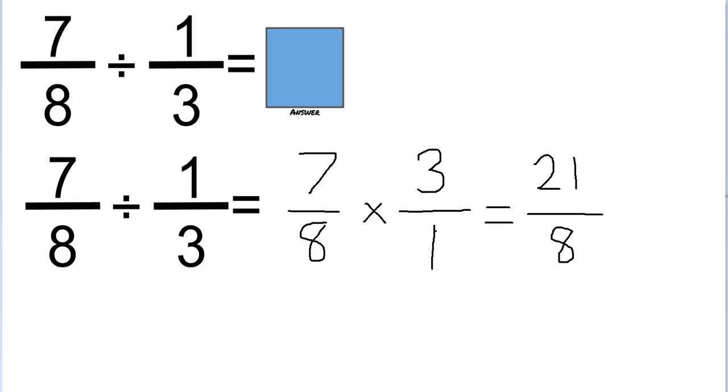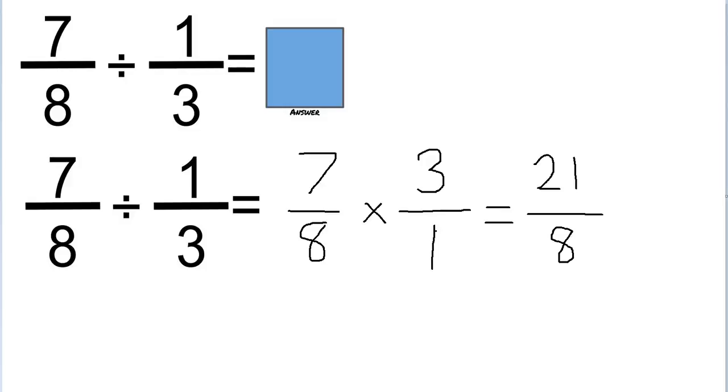All right. And so just like with all the other problems, this is not the answer I'm looking for. And the reason for that is I have an improper fraction. An improper fraction means that my numerator is greater than my denominator. So I know that I can get something that's easier to look at, something that makes more sense.